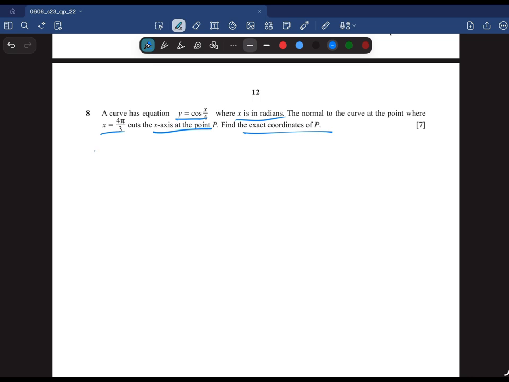Alright. First of all, what you have to do is find dy upon dx, which is equal to a negative sine x upon 4 into the differential of the angle, which is equal to 1 upon 4, which will be equal to negative 1 upon 4 sine x over 4. At x being equal to 4 pi upon 3, dy upon dx would be equal to, let's find out, negative 1 upon 4 into sine of pi upon 3. The 4's cancel out. We get negative under root 3 over 8.